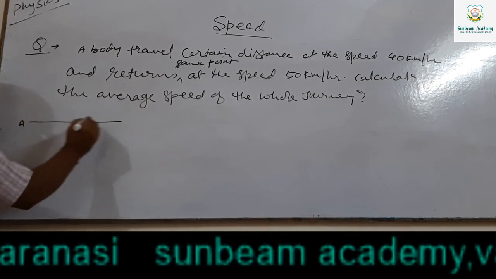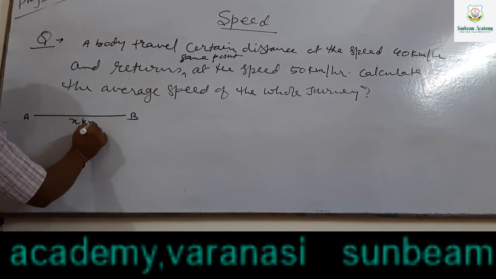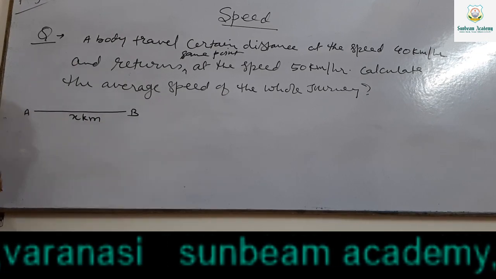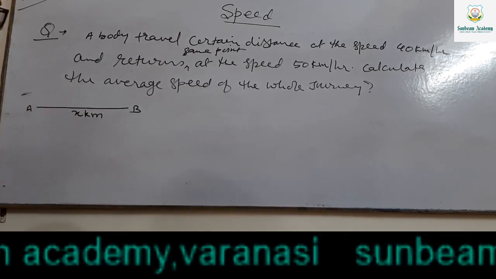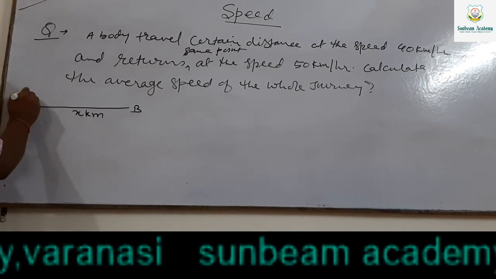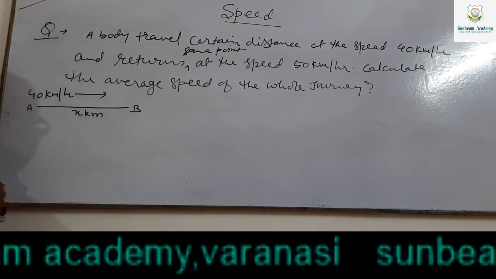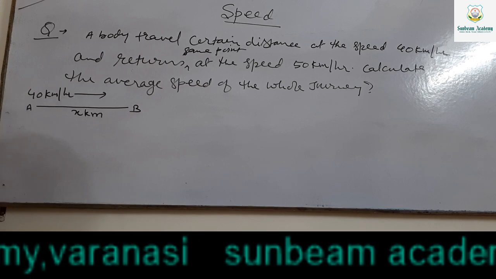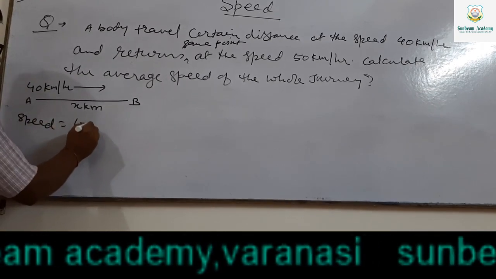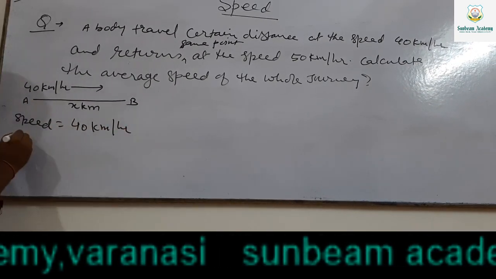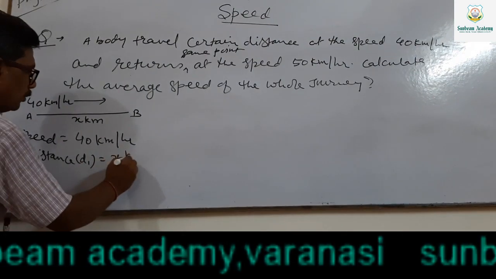Suppose distance between A and B. This is a certain distance. I have taken this distance as x kilometer. Now, when it goes from this side, the speed of the body is 40 kilometer per hour. Ongoing journey. So here we write speed is given 40 kilometer per hour. And distance, that is D1, is x kilometer.